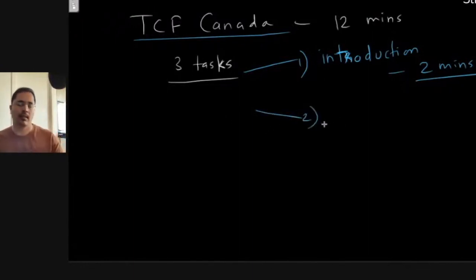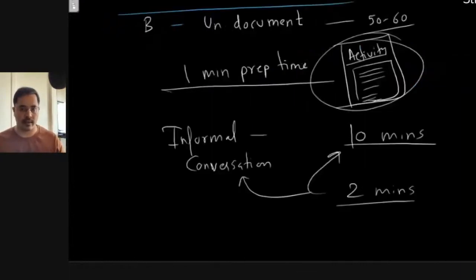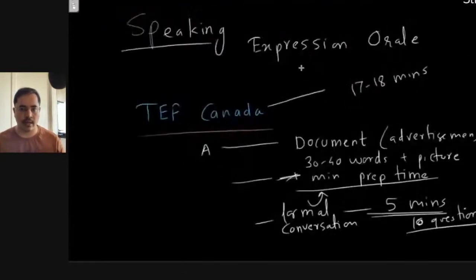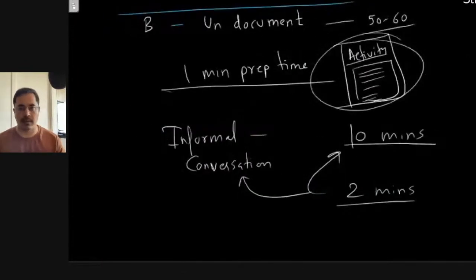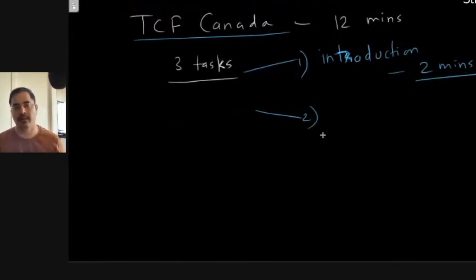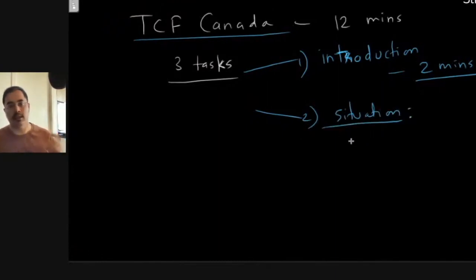Task number two is very similar to the TEF Canada section A, where you are given an ad and you have to speak with that person to ask for more information. But the difference here is that you do not get any document. The examiner will give you a situation. He or she will speak the situation. For example, "vous êtes dans un ascenseur avec votre voisin." So you are in a lift with your neighbor, and you're new to Paris, like me, and you are asking your neighbor about what to do in Paris, something like that.